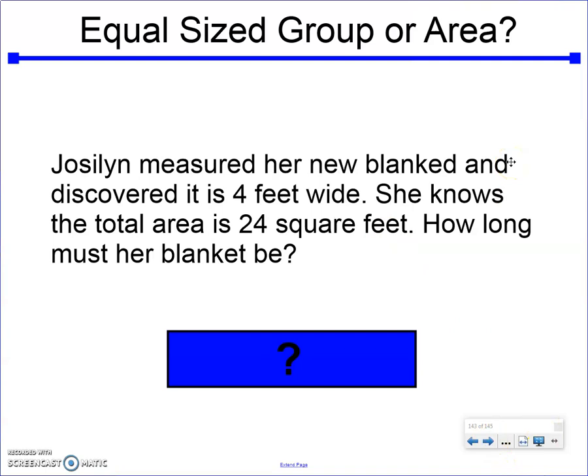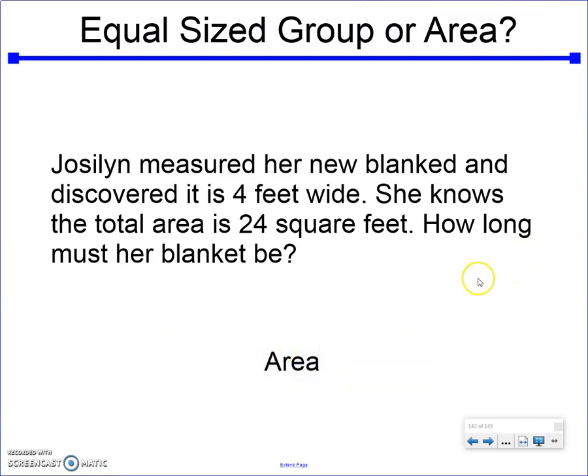Here's your next problem. Jocelyn measured her new blanket and discovered it is 4 feet wide. She knows the total area is 24 square feet. How long must her blanket be? Is this an equal-sized group or area story problem? Oh yes, I agree. This is also an area story problem. It literally says the total area of her blanket is 24 square feet. We're trying to find the length and we know the width, so clearly this is an area division problem.